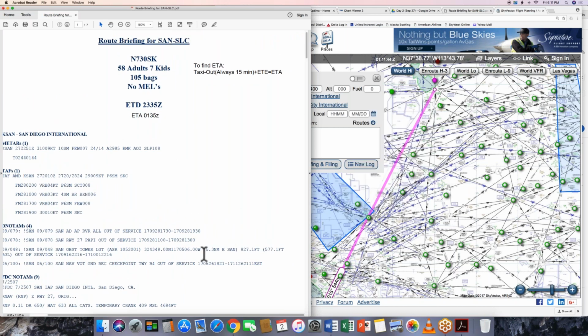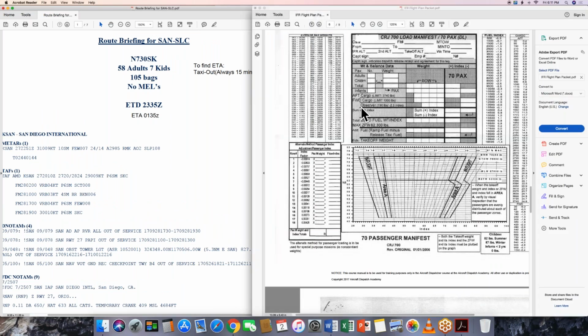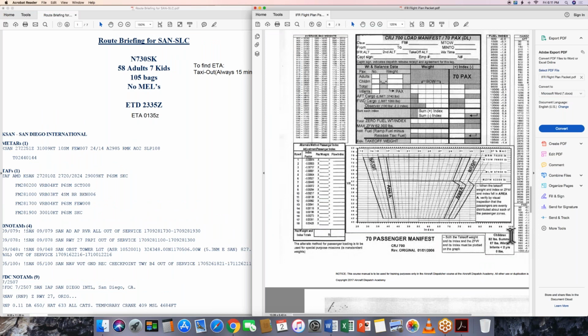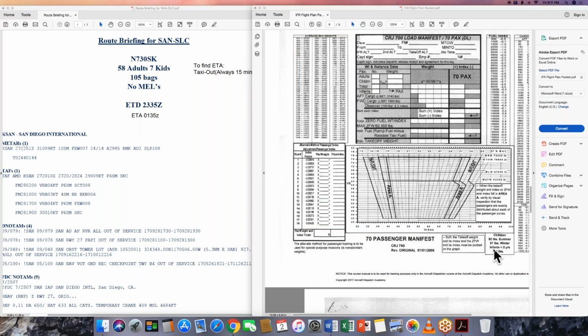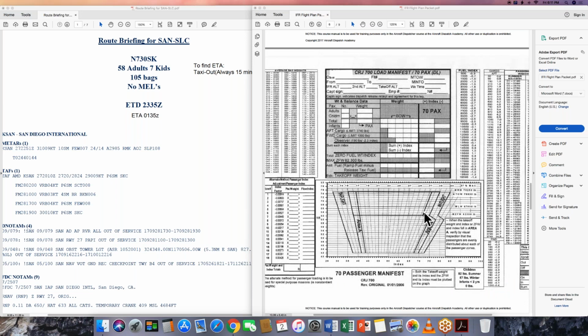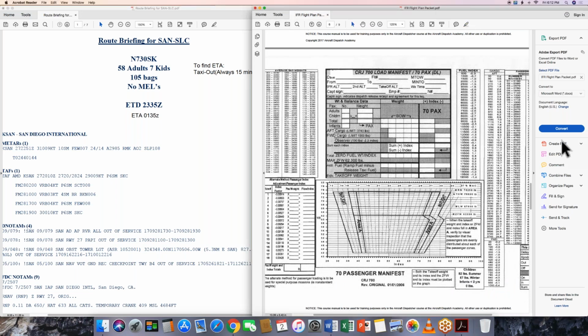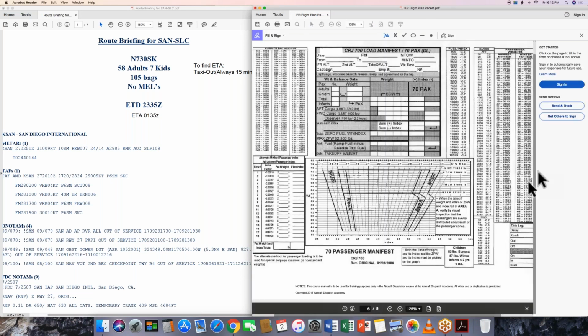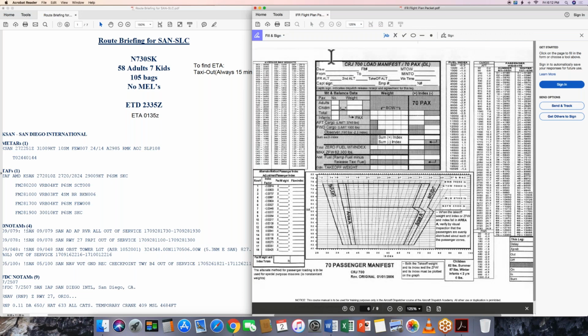So now that we've determined that we're legal to go and that we can continue with our flight plan, we're going to move on to our weight and balance sheet here, okay? The first thing that I do is I start by filling out, oops, my bad. Okay. So I just fill out this information really fast because I'm OCD about this.